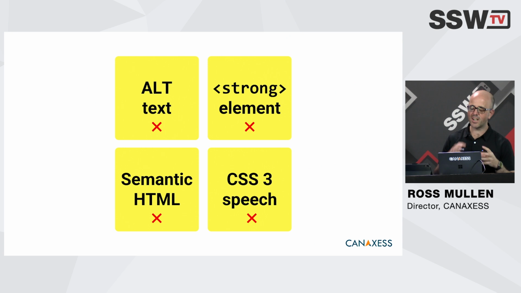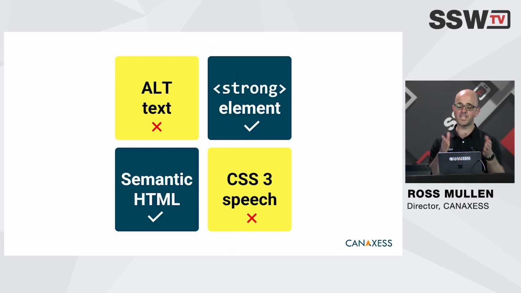Current technology just doesn't provide a consistent, out-of-the-box way to orally identify visual changes in text content. Alt text is insufficient, the strong element isn't accessibility supported, Semantic HTML in many instances is ignored, and the CSS3 speech module is still in draft. What then can be achieved with the current limitations? How can visual changes in HTML be conveyed to a screen reader user? By Semantic HTML and using those elements which provide meaning, such as strong and emphasis.